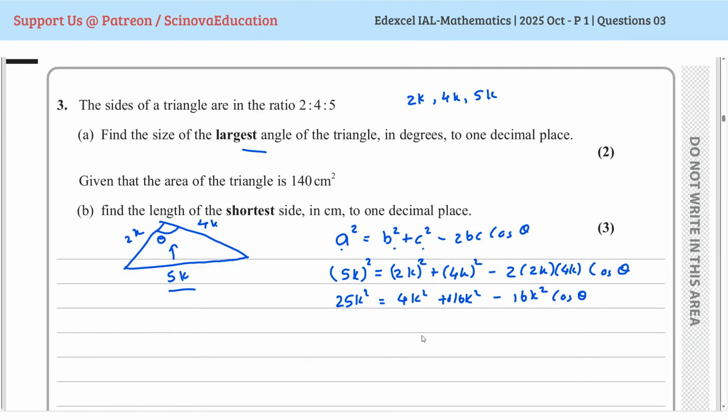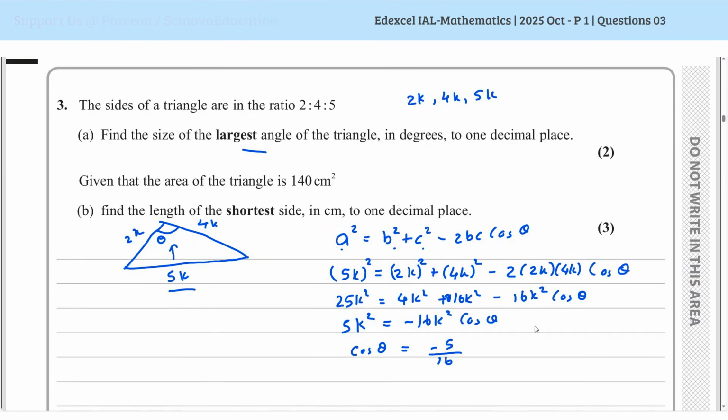Now we can simplify this further. If we bring the 4k squared plus 16k squared to the left side, that gives us 25k squared minus 20k squared, and our answer simplifies to 5k squared on the left side. On the right side we get minus 16k squared cos theta. You can see that k is a non-zero constant, therefore it cancels out, and our cos theta equals minus 5/16.